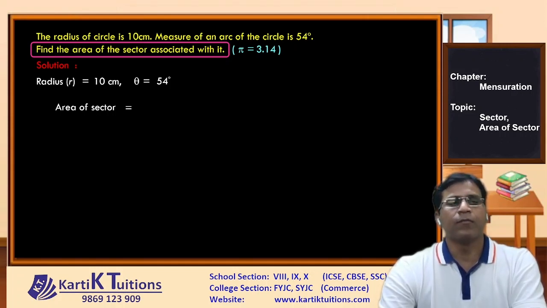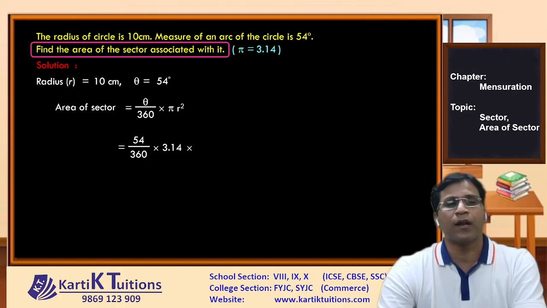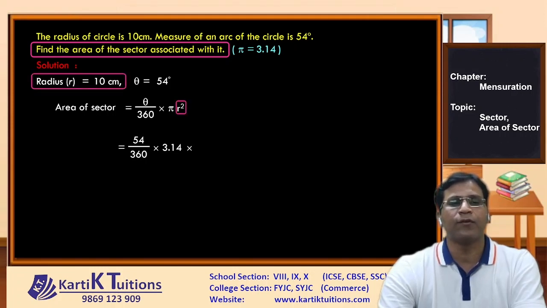So let's start with the sum. What is the area of sector? Theta upon 360 into pi r square. What is our theta? 54. So let us substitute 54 upon 360 into pi, that is 3.14, into r square. What is our r? 10. So into 10 square. Now this will become 3 upon 20 into 3.14, which can be written as 314 upon 100, into 100. See, 100 gets cancelled.